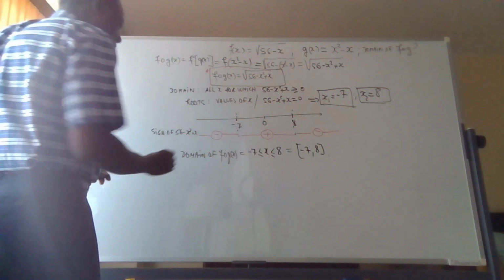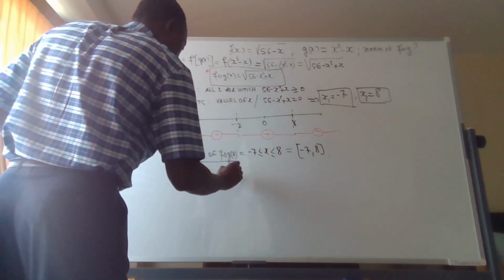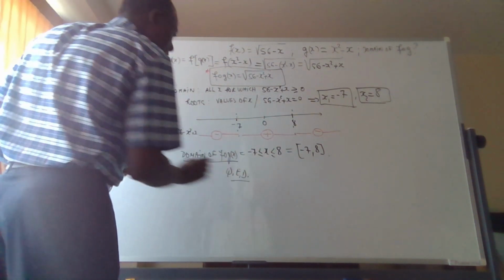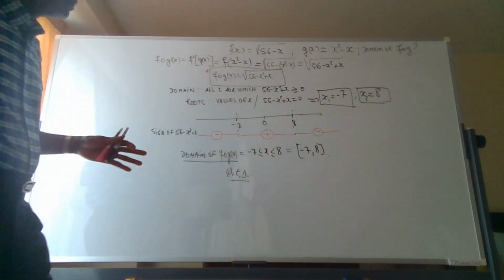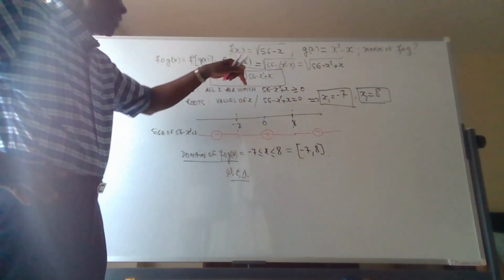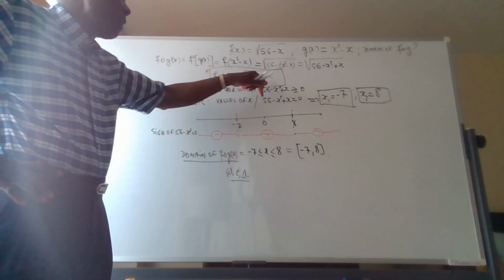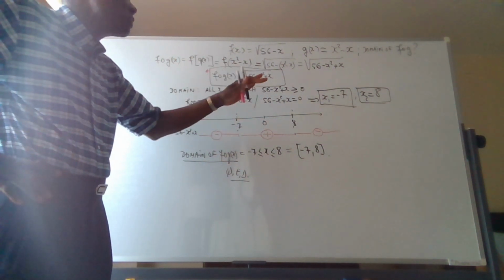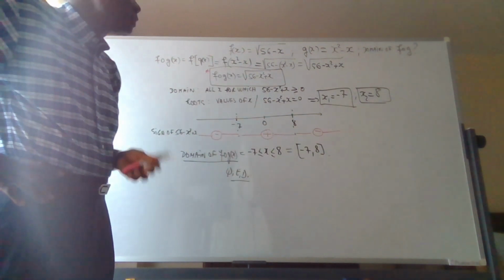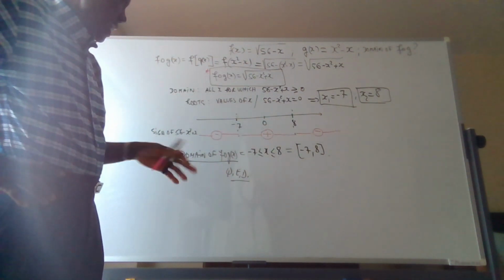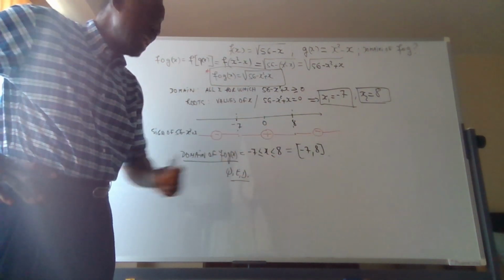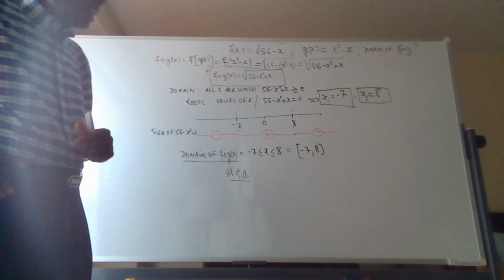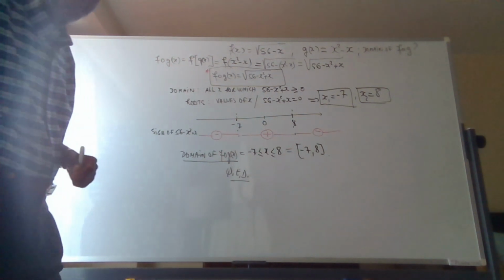So this is the answer. For all values of x between minus 7 and 8, the expression 56 minus x squared plus x is positive, and therefore the square root of that expression is defined. So f∘g of x will be defined for all values of x in the closed interval [minus 7, 8]. That's it.